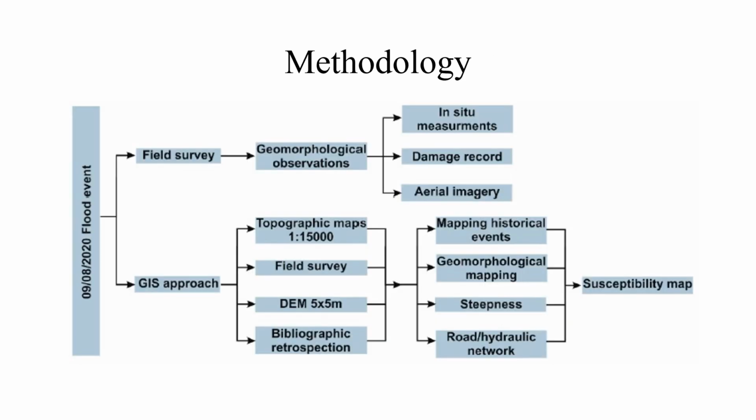The methodology we used is twofold. A. Geomorphological observations after the 2020 flash flood event, and B. A GIS-based approach to assess the flash flood susceptibility in the studied urbanized alluvial fans. The results of the GIS approach were assessed based on the geomorphological observations of the 2020 flash flood.